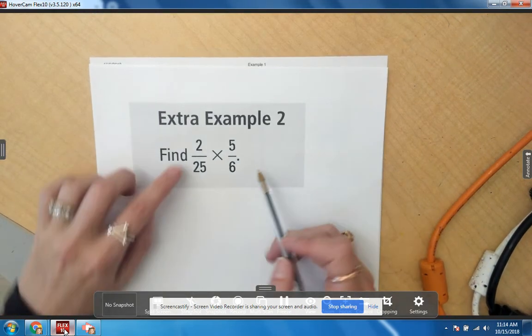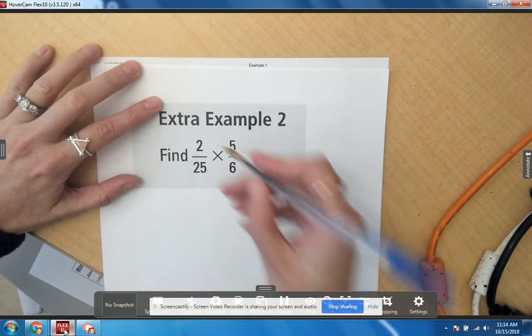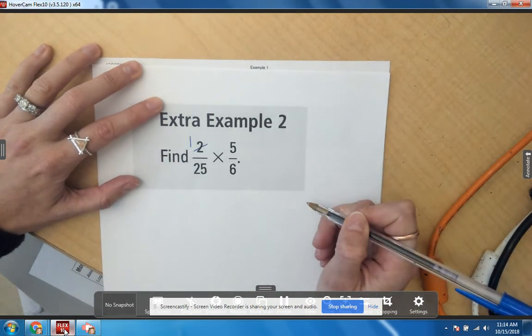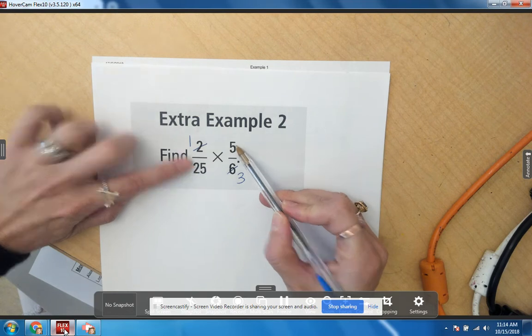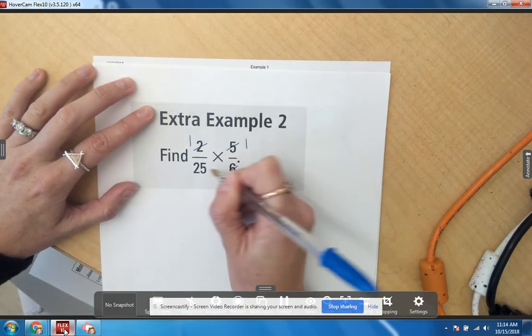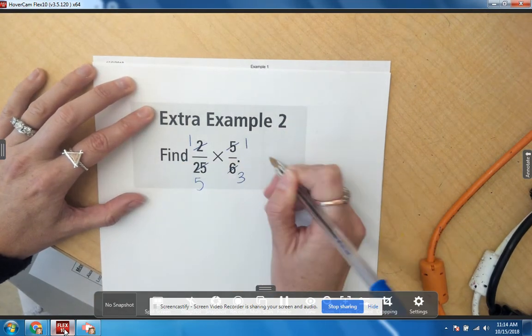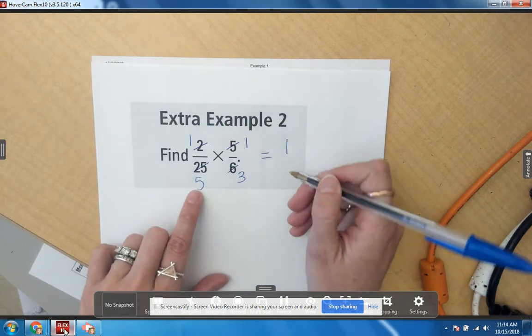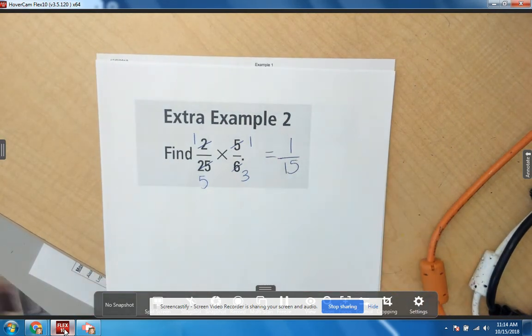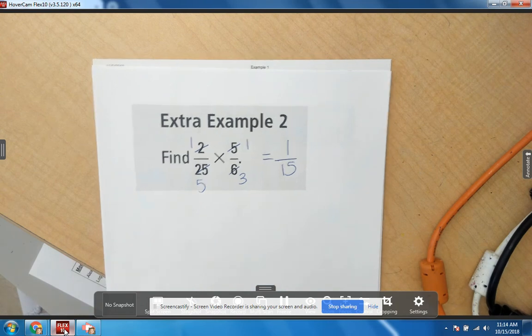Okay, let's try another one. I can divide these both by 2. 2 divided by 2 is 1. 6 divided by 2 is 3. I could divide these both by 5. 5 divided by 5 is 1. 25 divided by 5 is 5. Multiply my new numerators. 1 times 1 is 1. And my new denominators, 5 times 3 is 15. Already puts it in simplest form.